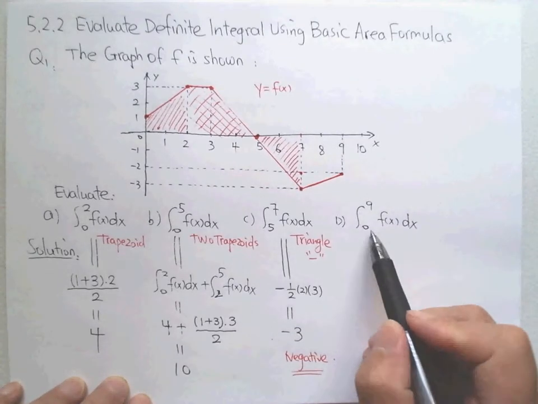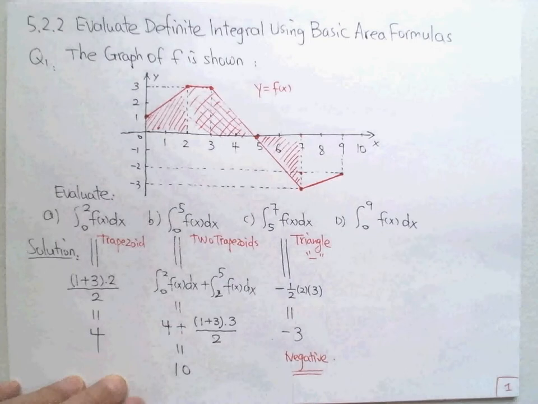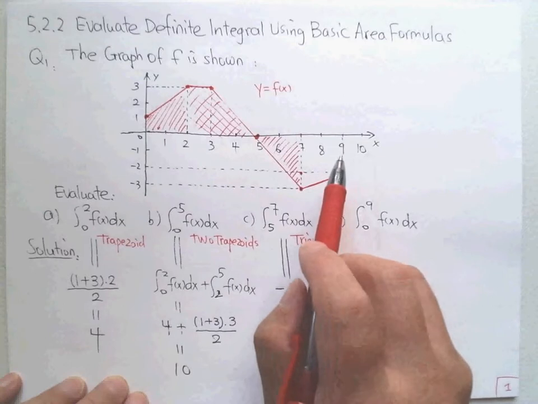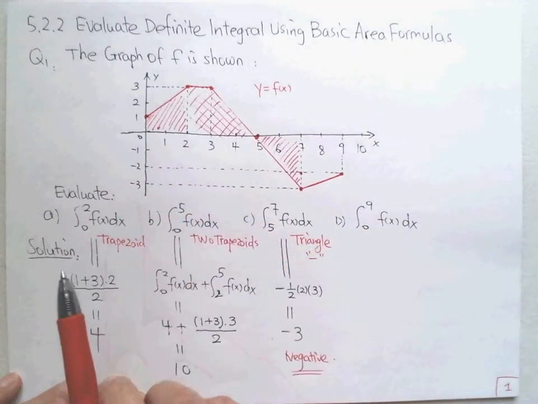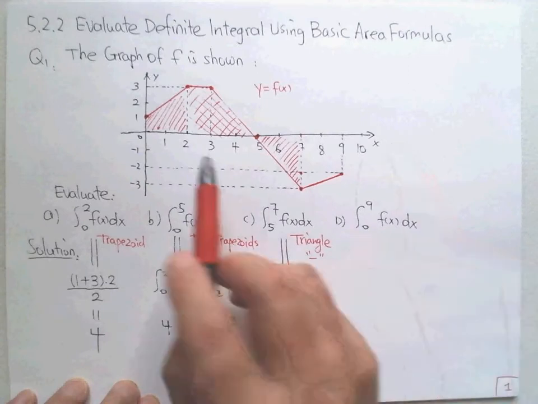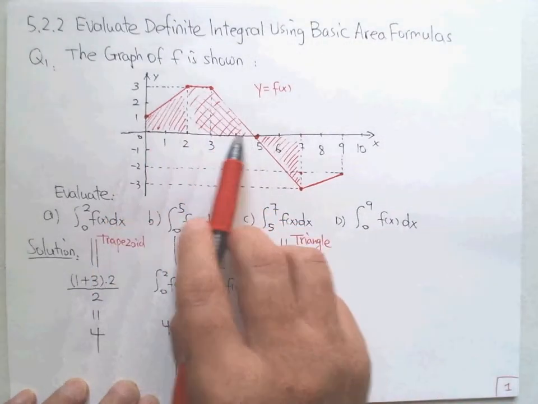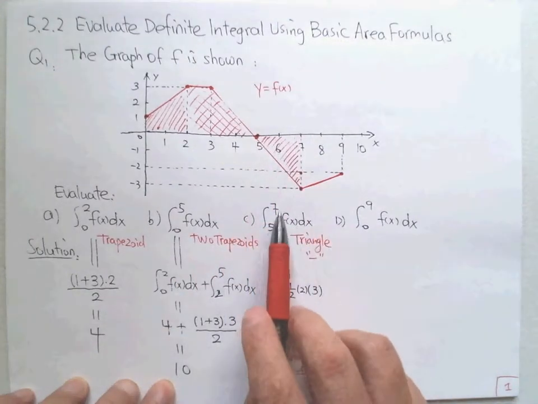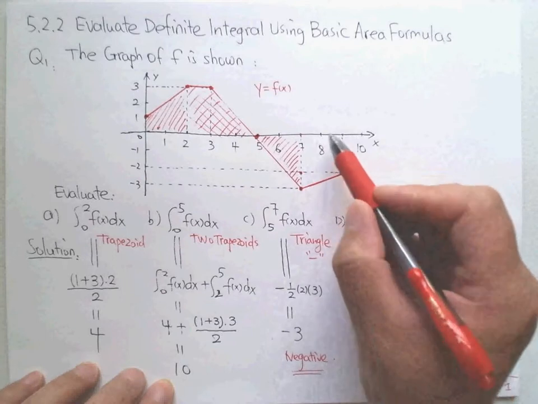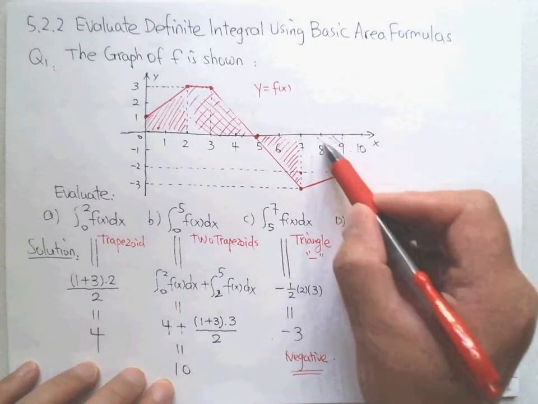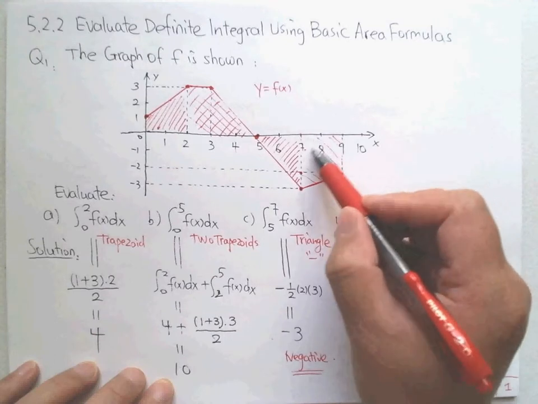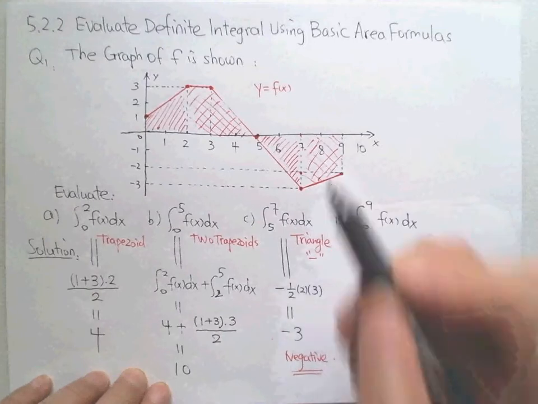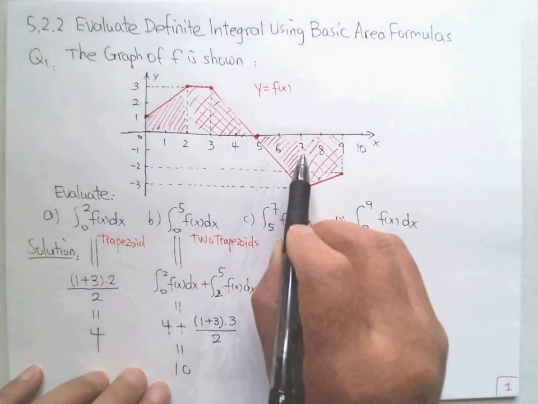The last one is from 0 to 9 this time, so the whole area. We need to cut it into pieces. I think we can have 0 to 5 as the first piece, because we already found 0 to 5. 5 to 7 we already found. And the last piece is here. I highlight the last piece. The last piece is a trapezoid, and we know how to find the area of a trapezoid. So 1 piece, 2 pieces, and 3 pieces.